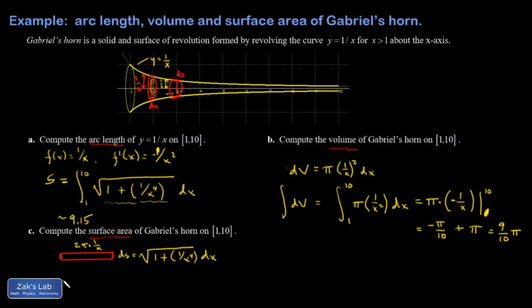And now I can write down this infinitesimal area contribution. dA is going to be 2 pi times 1/x, square root 1 plus 1/x to the 4th dx. So now I can use integration to add up all those dA's.